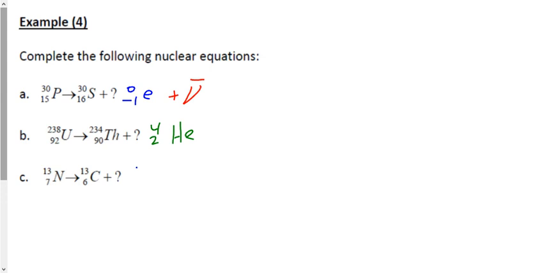13 plus 0 is 13. 6 plus... 7 minus 6 is plus 1, not minus 1. 0 plus 1 is a positron. We could write that 0, 1 e or 0, 1 beta. Anything else? Yeah. There's a neutrino there as well. It's a symbol.